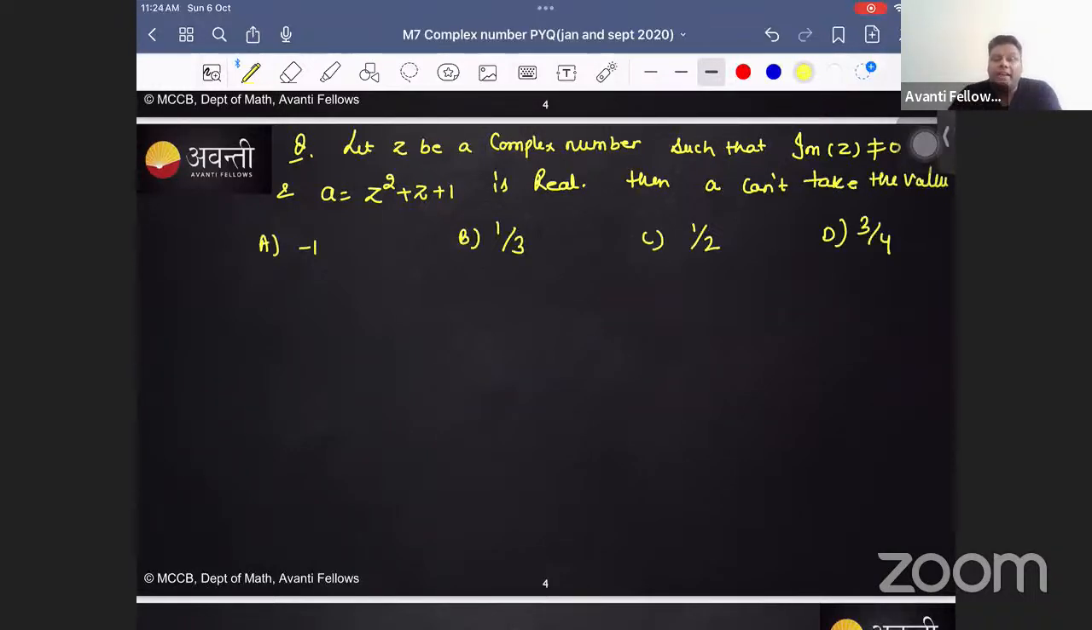Okay, give it a try. I give you a couple of minutes to solve it. All right, solve it and mark your answer in the poll.